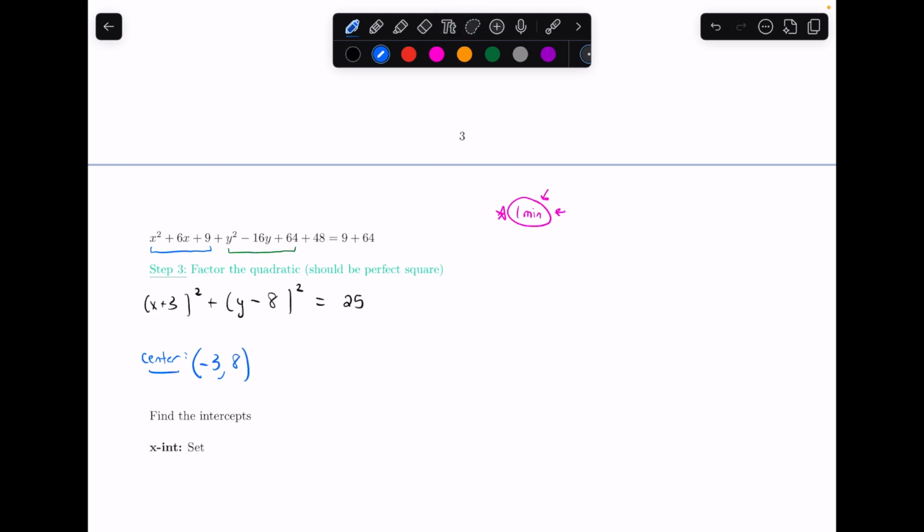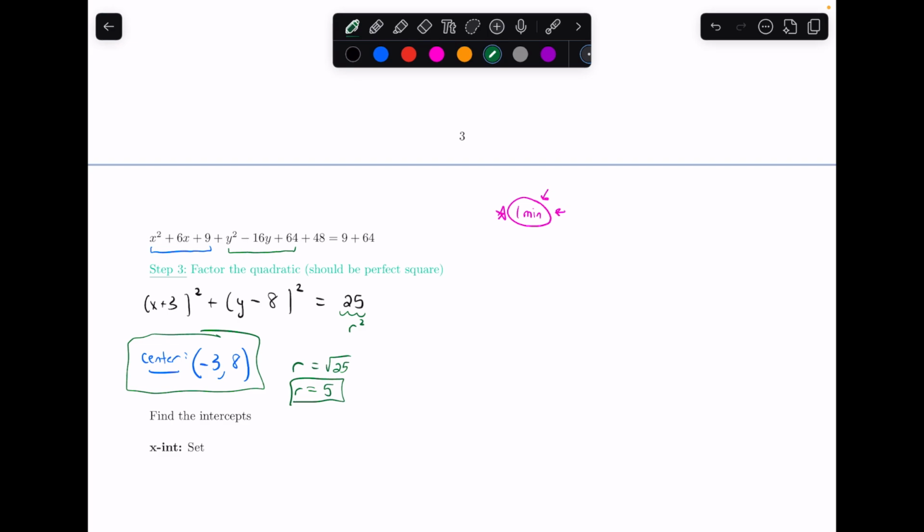So that's my center. And then for the radius, remember the number I get on this right-hand side is the radius squared. So the radius is the square root of that. It's the square root of 25, which is just going to be 5. I don't need a plus or minus because the radius is a length that should be non-negative. Okay, so I got the center, I'll box that, and I got the radius.